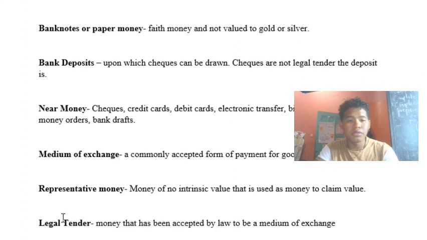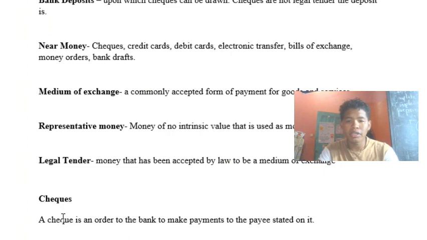So let's look at near money: checks, credit cards, debit cards, electronic transfer. These are not tangible money that you can hold in your hand. If you have a credit card, you scan it and it connects through a wireless connection to your bank account essentially, and that's how you can buy your goods and services without carrying physical money on hand.